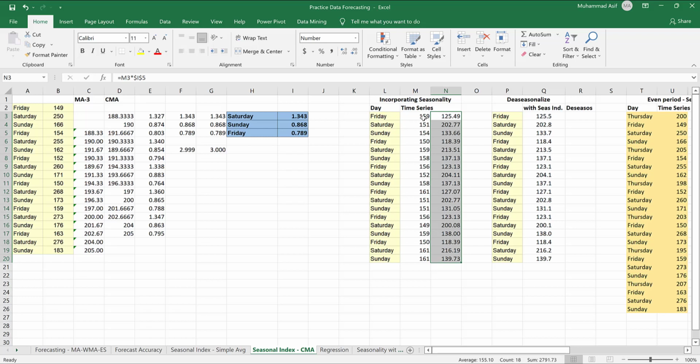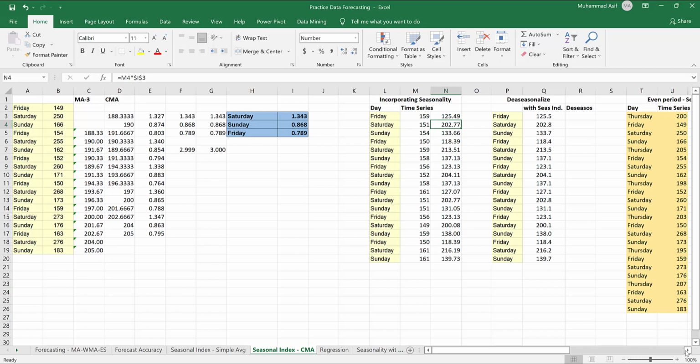So initially without the seasonal index it was 159 on Friday, but after incorporating the seasonal index it's reduced to 125.49, because we know that on Friday sales are less. Similarly, for Sunday, sales were 154, but after incorporating the seasonal index, it has been reduced to 133.66 because we again know that on Sunday sales are less. And when we talk about Saturday, sales were 151, and after incorporating the seasonal index, it has increased to 202.77 because we know on Saturday sales are 34% above the average value. So that's called incorporating seasonality.